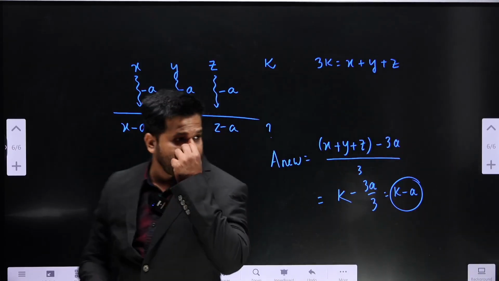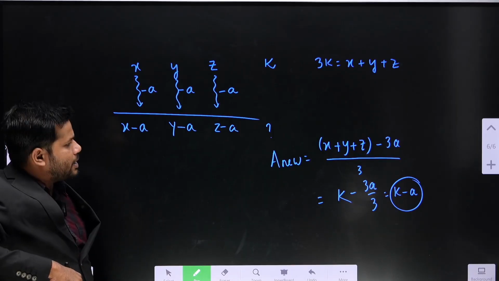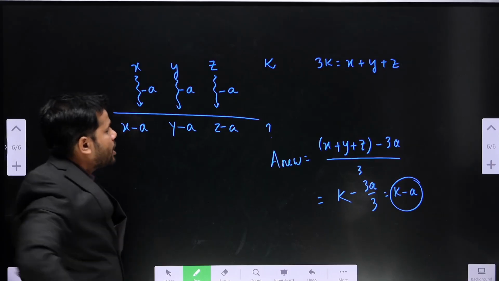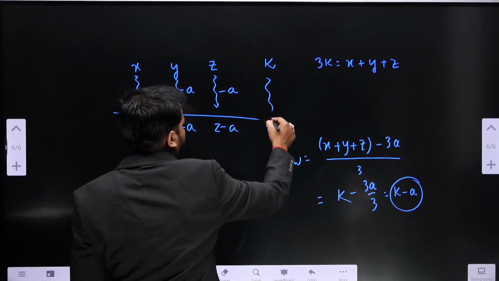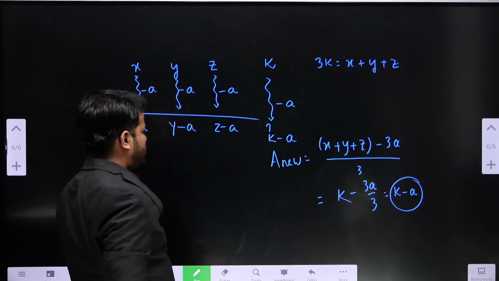I hope you got it. So A new will be k minus a. Is it clear? So what is the answer? Just subtract a from all of them. So you will get k minus a as the answer. Okay. Let me take you to the next question.